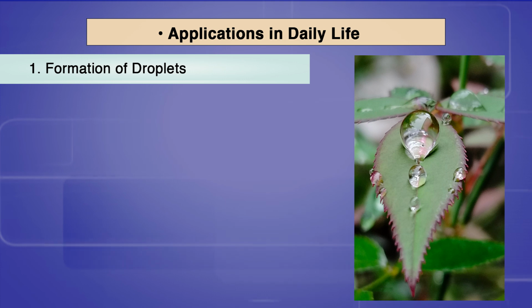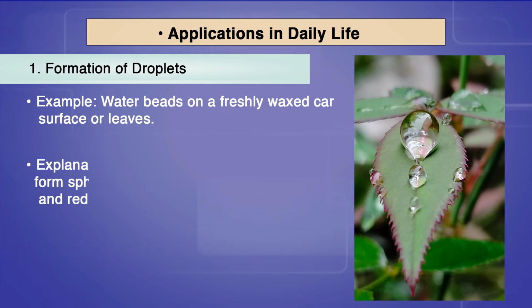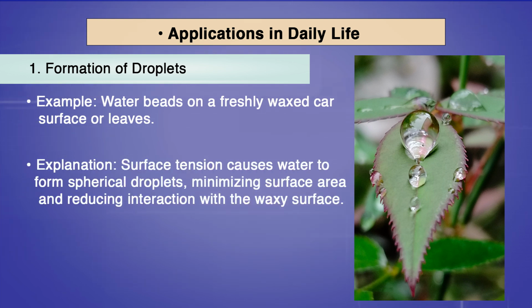Applications of surface tension in daily life: we know well that surface tension is directly related to us in our daily life. So, first one is formation of droplets. Water beads on a freshly waxed car surface or leaves. Surface tension causes water to form spherical droplets, minimizing surface area and reducing interaction with the waxy surface.